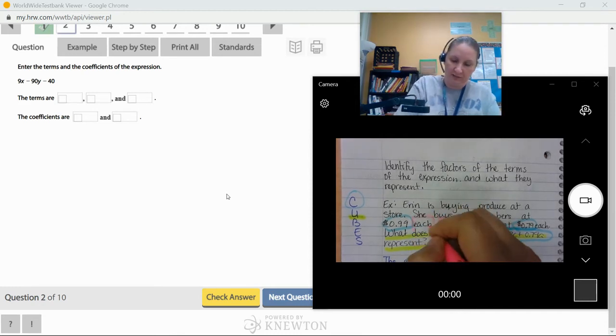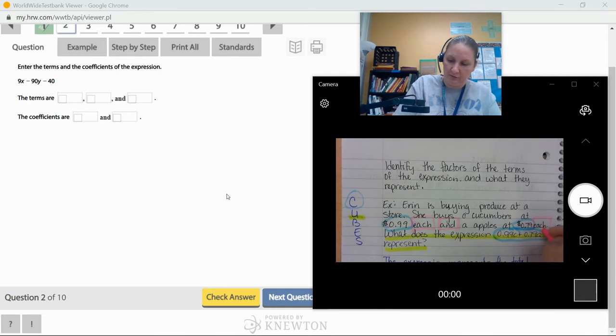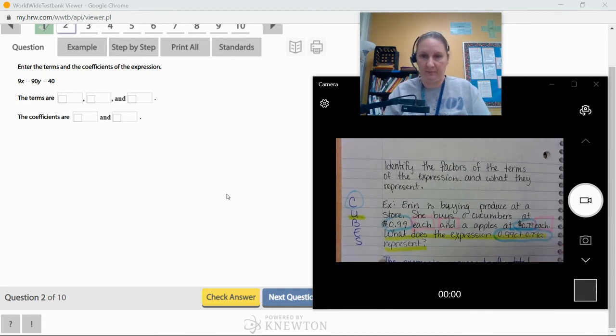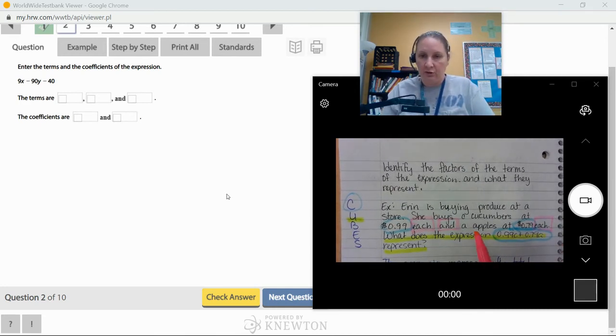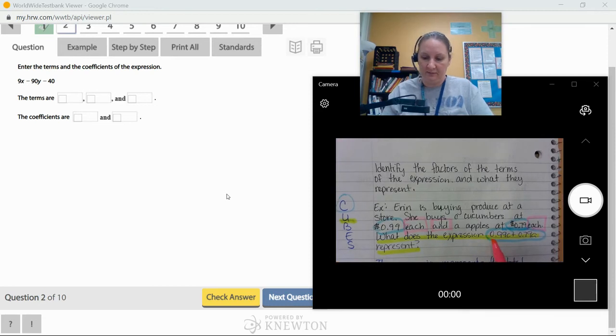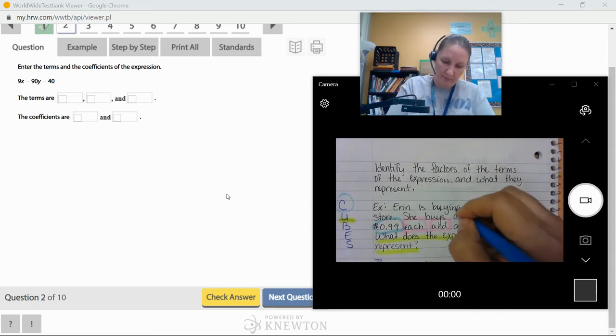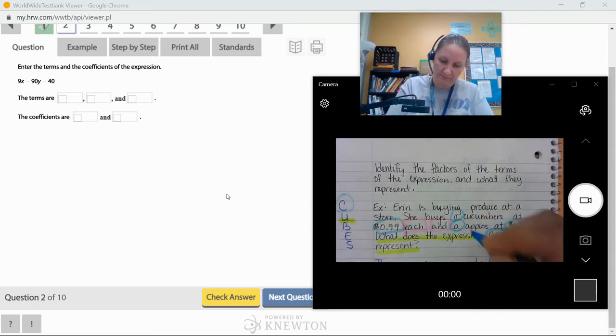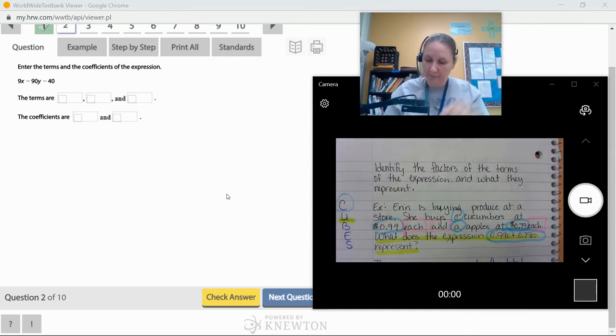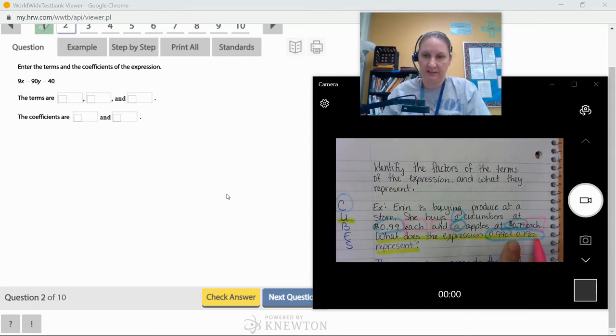Each is also a keyword. It gives us a clue that something's being multiplied. So that's where they get the idea of 99C, 99 cents times C number of cucumbers. There's our variables. Plus 79 cents times A, and "and" meant plus.